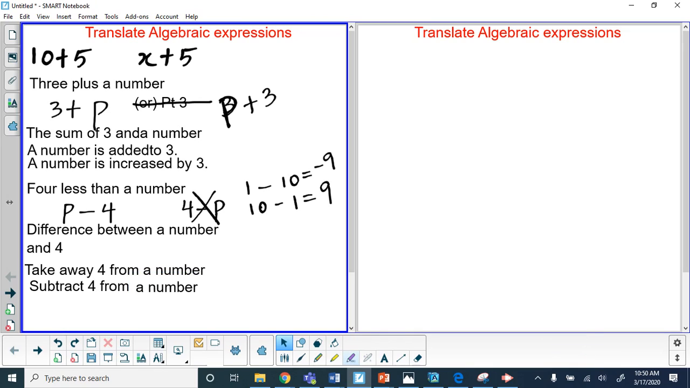Okay, so if you are asked to translate difference between a number and 4, take away 4 from a number, or subtract 4 from a number, then your answer should be p subtract 4. Or this p can be replaced by any other letter, it doesn't matter, but the 4 should be in the second part of the answer. Alright, now let's take a look at some examples for multiplication.